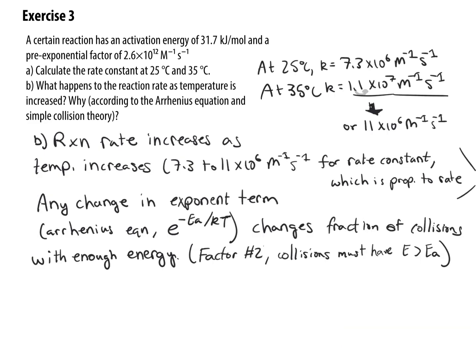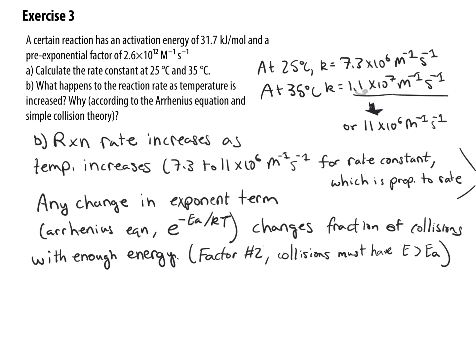Okay, now we're ready to get to part B. So what happened in the reaction rate? If we look at it, it went from 7.3 times 10 to the 6 to 1.1 times 10 to the 7. If I want to express those on the same exponent, 1.1 times 10 to the 7 is actually 11 times 10 to the 6. So this is a significantly bigger rate constant, much faster reaction here.